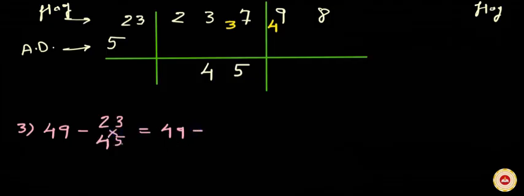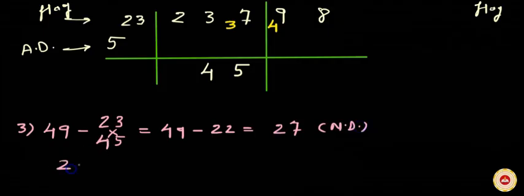Cross product. Calculate the cross product. 5 2s are 10 plus 4 3s are 12. 10 plus 12 is 22, which gives us 49 minus 22, which is 27. This 27 is the net dividend.